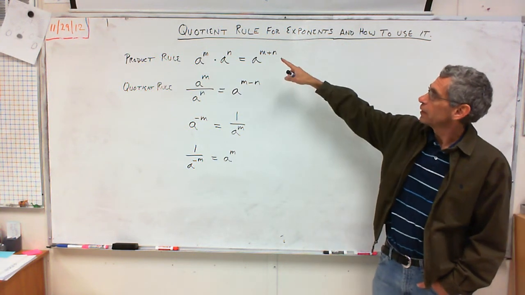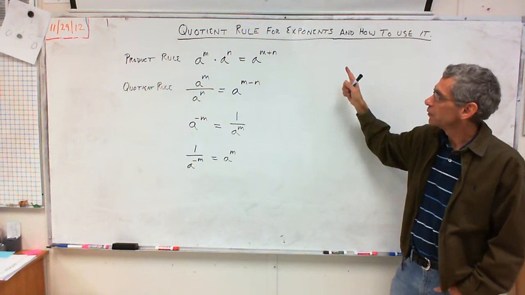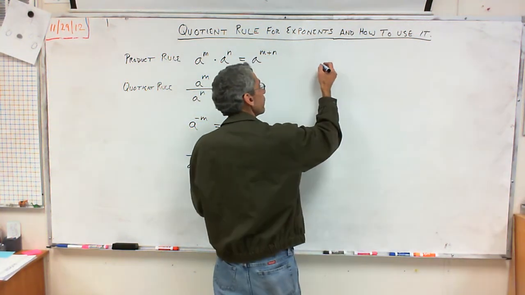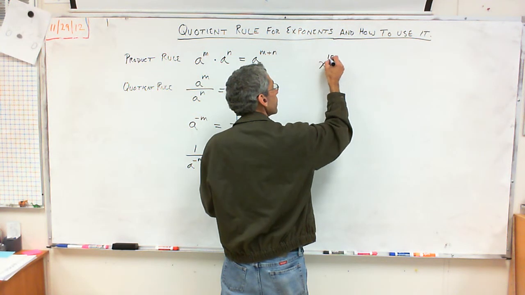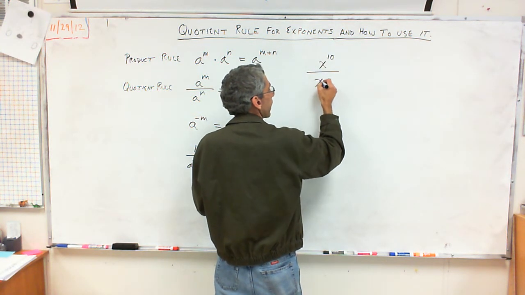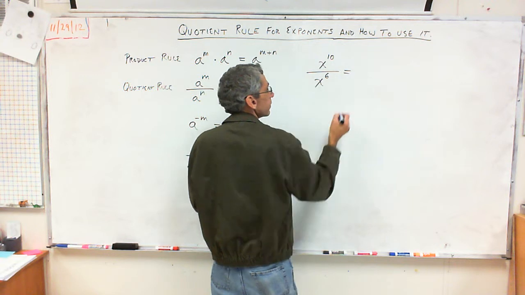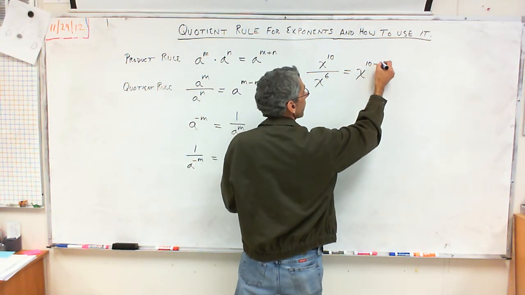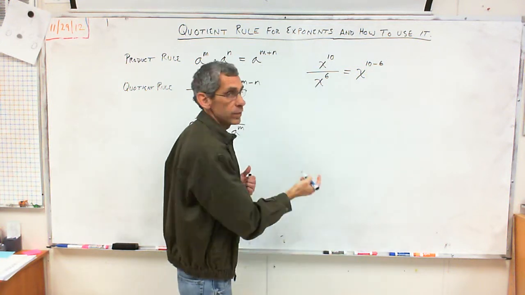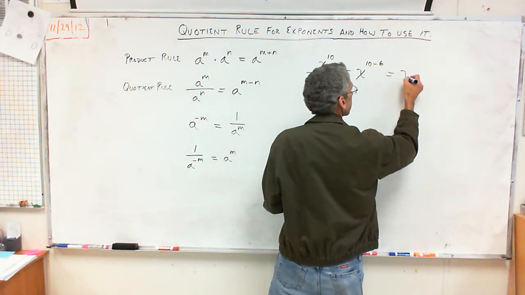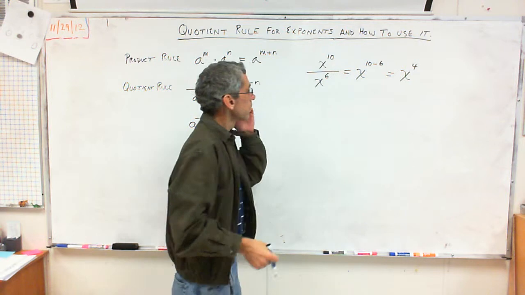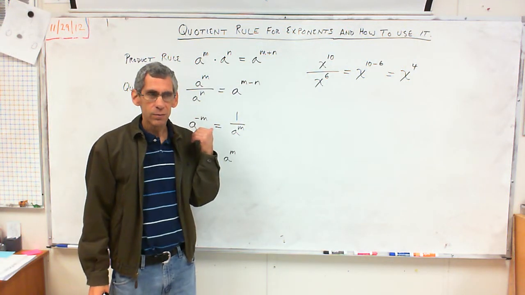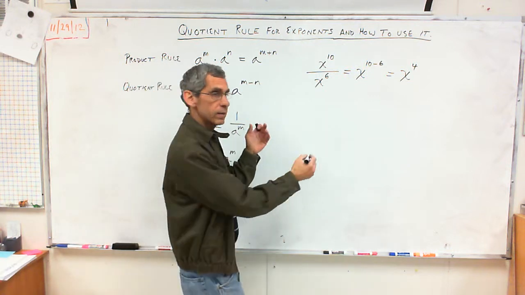So let's think about this again. Quotient rule for exponents. Let's just do something simple. We have x to the 10 divided by x to the 6. It would be x to the 10 minus 6, which is x to the 4, right? Exactly. Do you guys believe it? Does it make sense to you? Like if I did it in longhand, right?